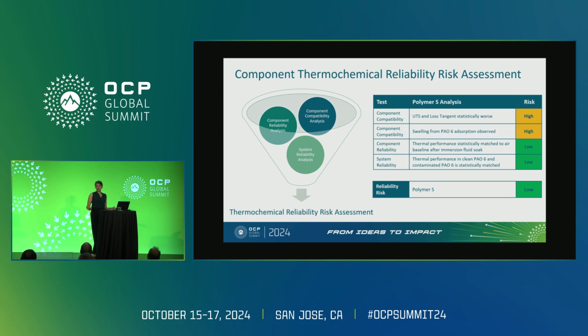So this was actually really, I think, the first of its kind. It was positive, and this was actually the foundational data that we used to make a reliability risk assessment for our third generation CPUs in PAL-6 for very specific customers.